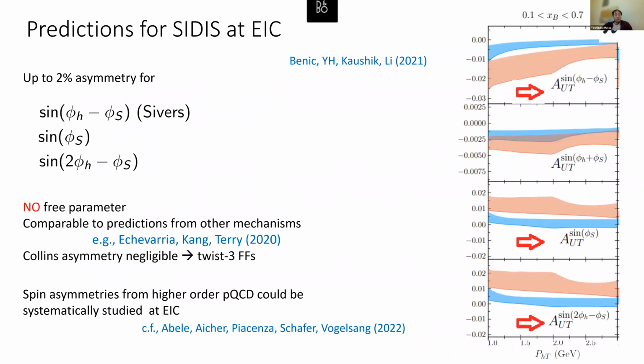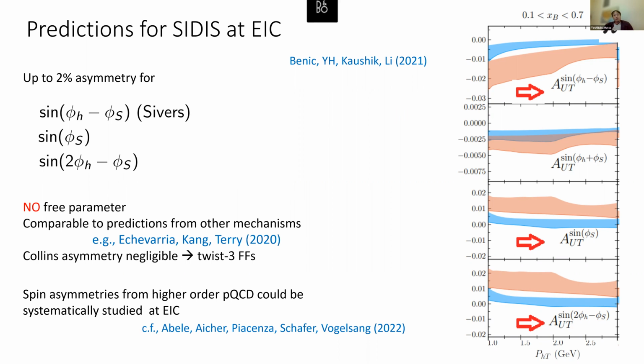We did a numerical estimate also for the Electron-Ion Collider. So it's the prediction for the EIC, and we find up to 2% asymmetry for the 3 types of harmonics. The first one is the Sivers asymmetry, which is the top plot. So I get 0.02, that's a 2% asymmetry in A_N. And we also find a few percent asymmetry in the other 2 harmonics, like sin phi_S and sin(2phi minus phi_S). And I want to emphasize that there's no free parameter, because the only thing that is involved is the twist-2 PDF and twist-2 fragmentation function.